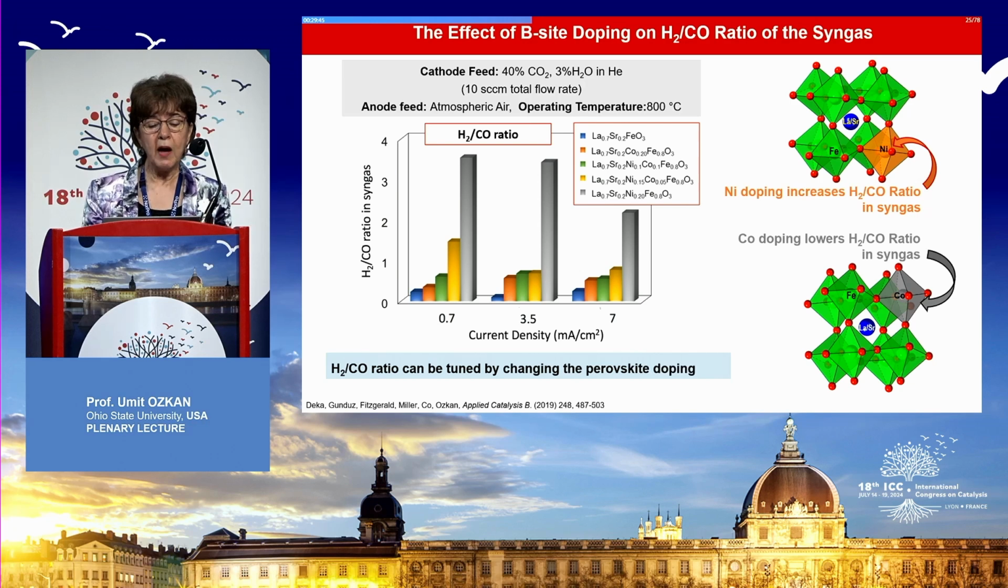Now, it is also possible to use the perovskite composition to change the hydrogen to CO ratio. In this case, for example, depending on the composition, we can go to hydrogen to CO ratios much less than 1, all the way to as high as 4. So that means without doing any detailed separations, we can really control the syngas composition by changing the composition of the perovskite.